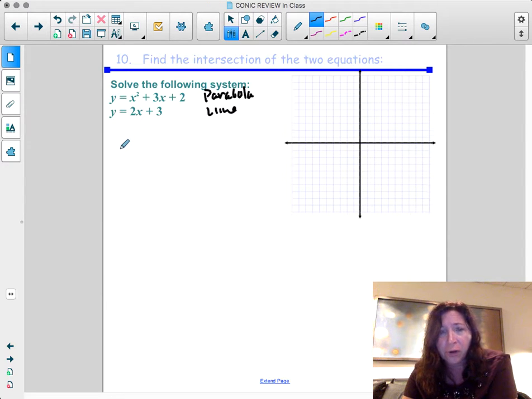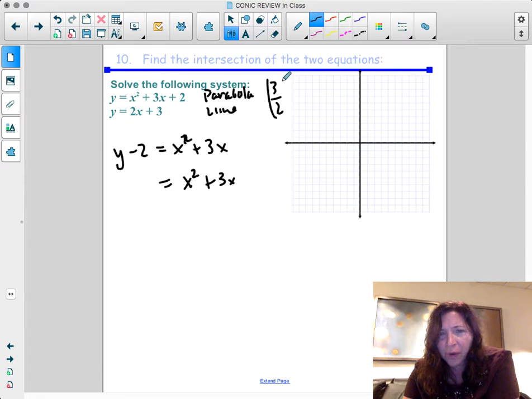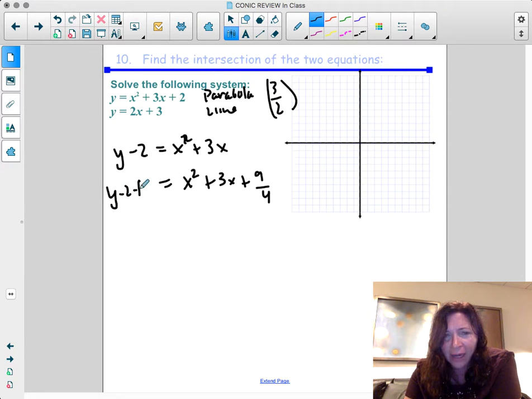So moving the 2 over, we're going to go y minus 2 equals x squared plus 3x. Now, completing the square is not going to be pretty. That's not a nice number, but that's okay. We're going to take half of 3, which is 3 halves. Square that, and it's going to be 9/4. So I'm adding 9/4 to this side, and then I'm going to add 9/4 to this side.